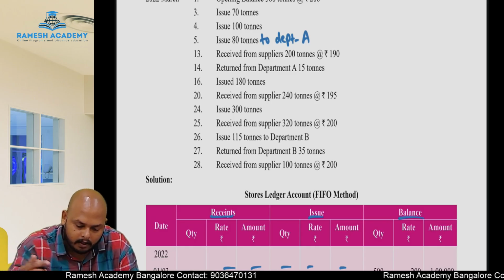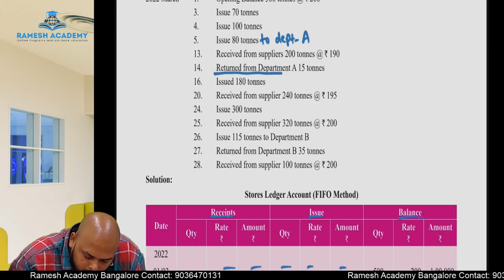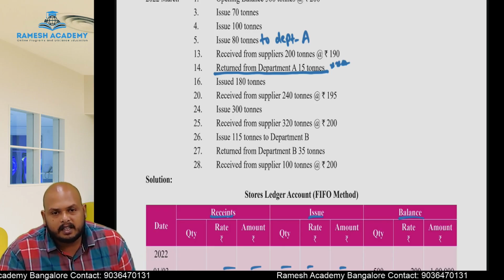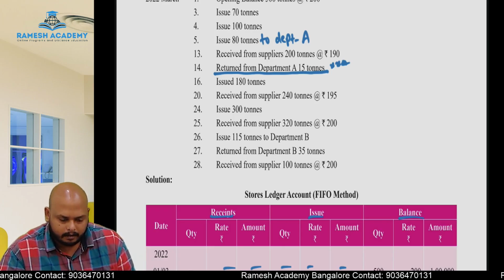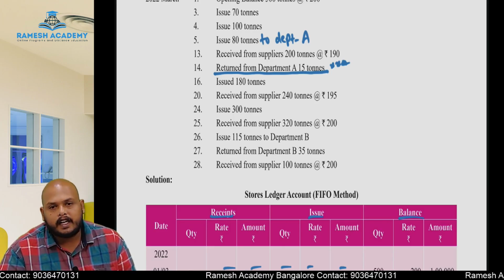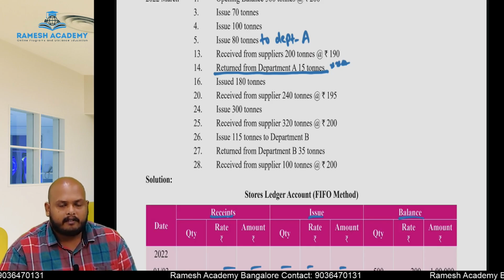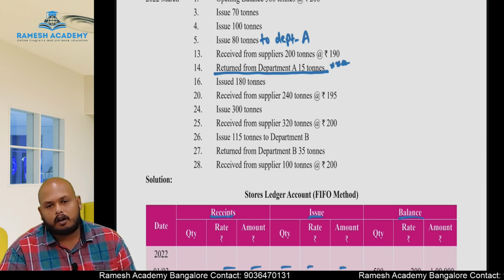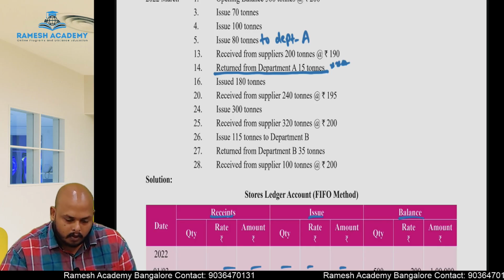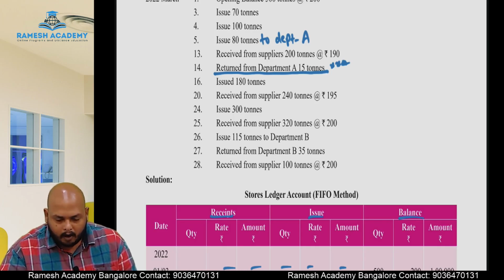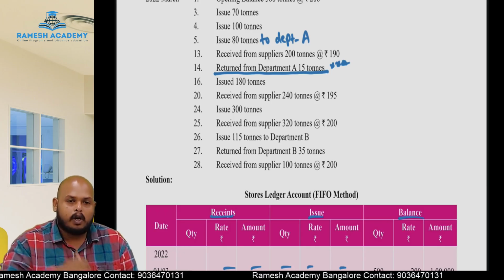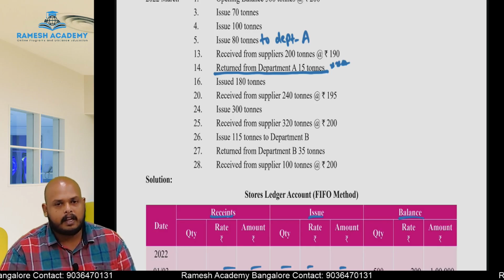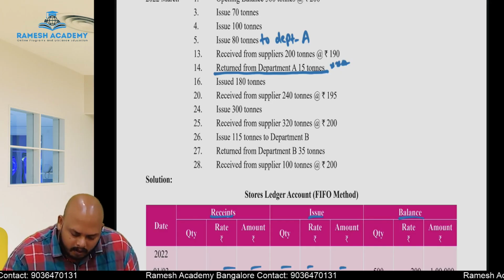14th March, this is the new transaction which you are going to learn. In this question, returned from department A, 15 tons. On the 5th March we issued 80 tons to department A. Unfortunately, the goods are not up to the mark. There is a damage in the goods. So they returned to us 15 tons. It has come back to us only. Return means it is coming back to us, so we have to write it in the receipt column, 15 tons.